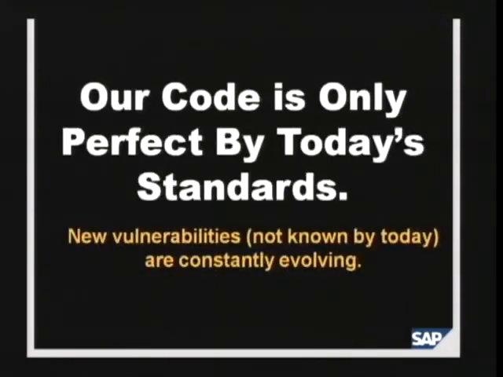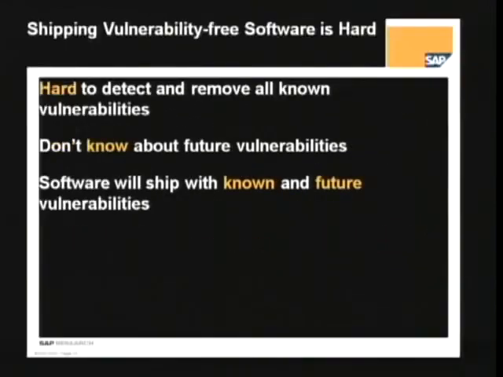So what we can say is our code is only perfect by today's standards. But new vulnerabilities are constantly evolving, right? So the fact is, shipping vulnerability-free software is hard, because it is hard to detect and remove known vulnerabilities, and we don't know about future vulnerabilities. And we have to accept the fact that software will always ship with known and future vulnerabilities.